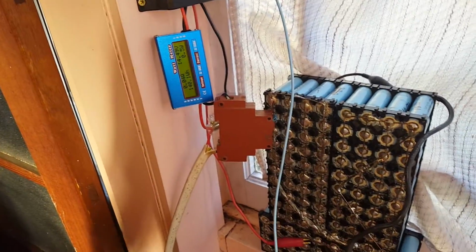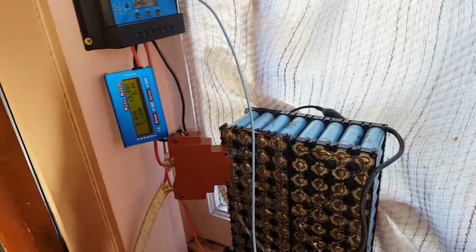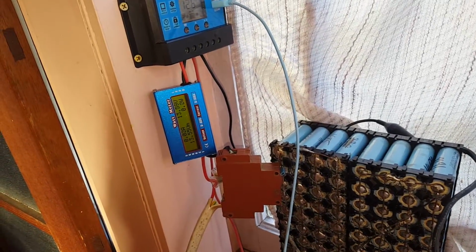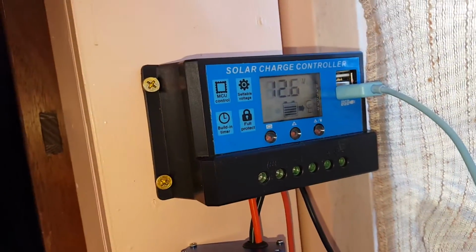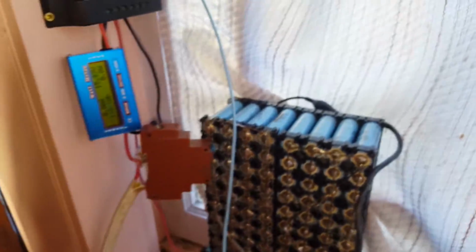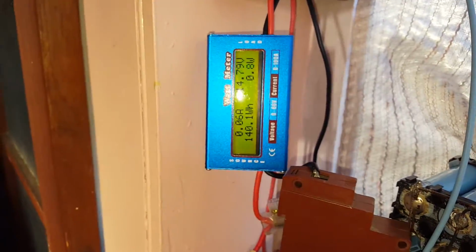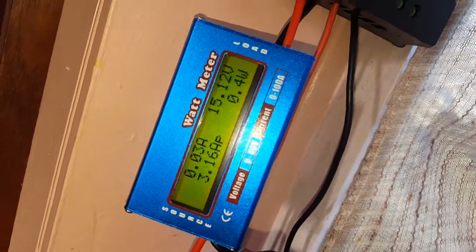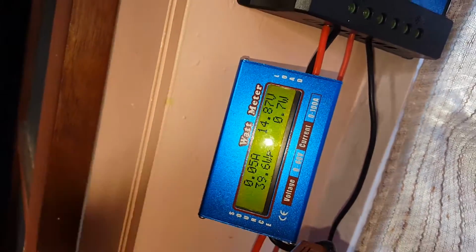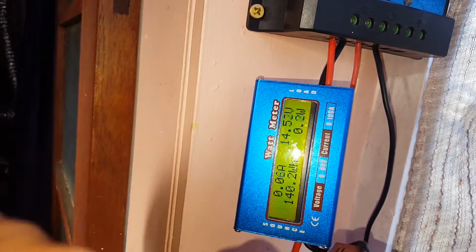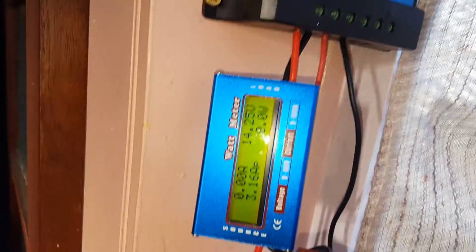So, left this going to charge up all day. The bank's sitting between 12.6 and 12.7 now, which is its cutoff, which is great. Got over 15 coming in to the controller still. It's only pushing in a couple of watts. 39.6 was a watt hour peak, almost 11 amp hour for the day, which is 140 watt hour.